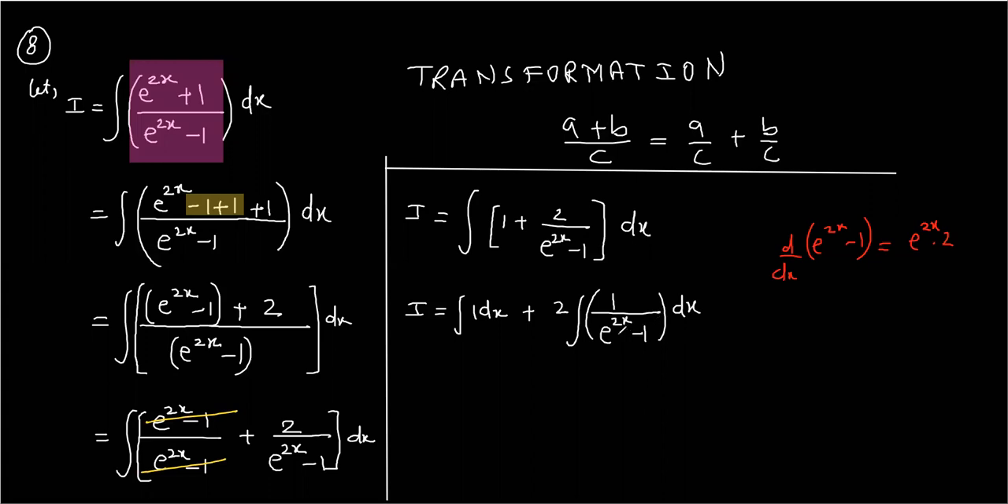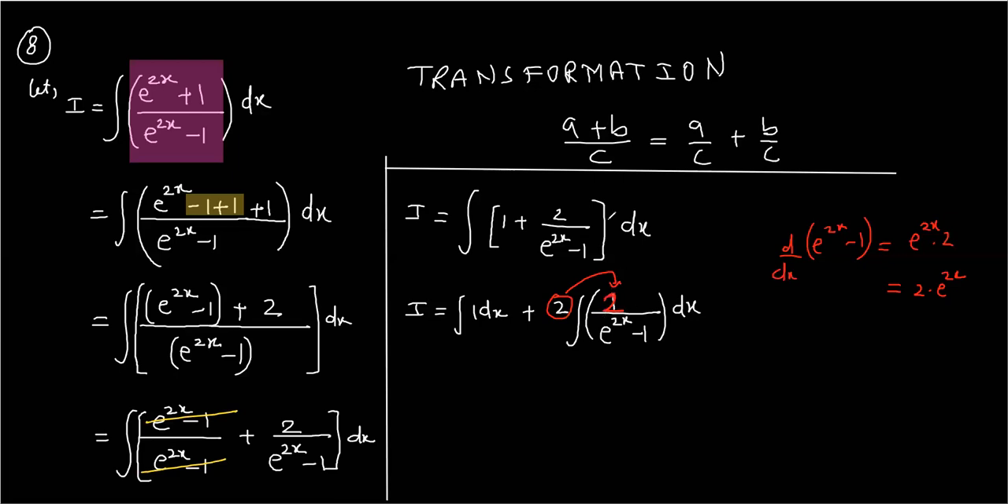I'm differentiating the denominator. What is derivative of e raised to 2x minus 1? Derivative of e raised to 2x is e raised to 2x into derivative of 2x, 2, and derivative of 1 is 0. So minus 0. So the students will think that derivative of the denominator is 2 times e raised to 2x. Now they will think that this 2 we have here. So write this 2 inside.